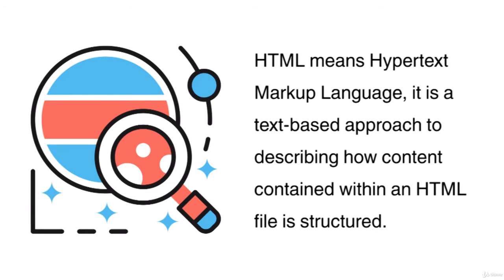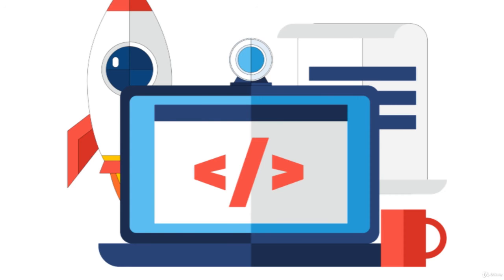HTML means Hypertext Markup Language. It is a text-based approach to describing how content contained within a HTML file is structured. This markup tells a web browser how to display the text, images, and other forms of multimedia on a web page.